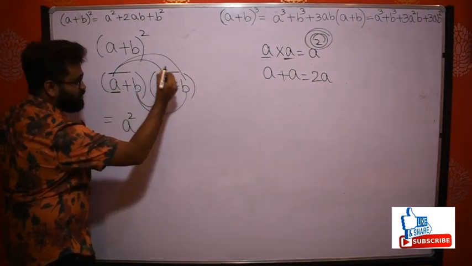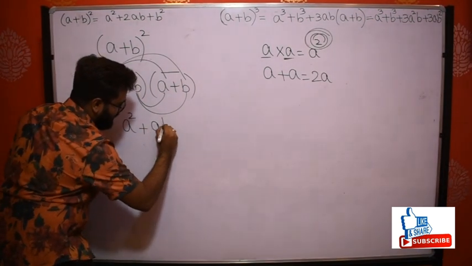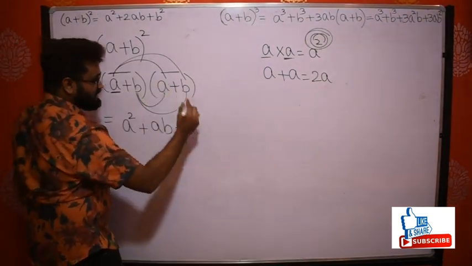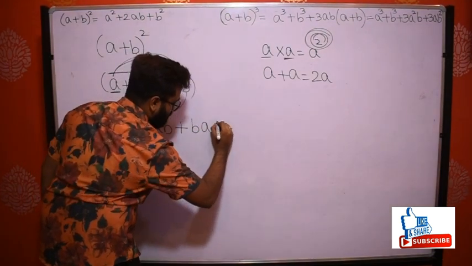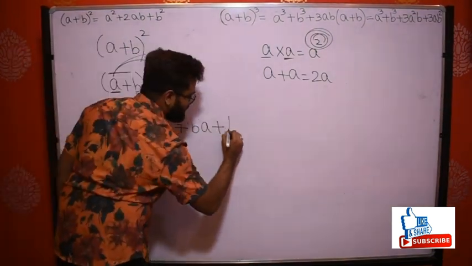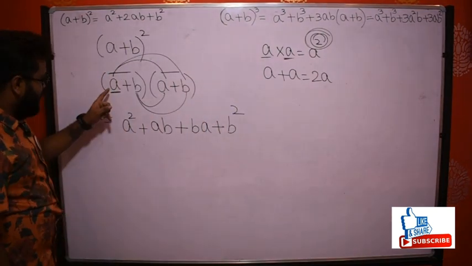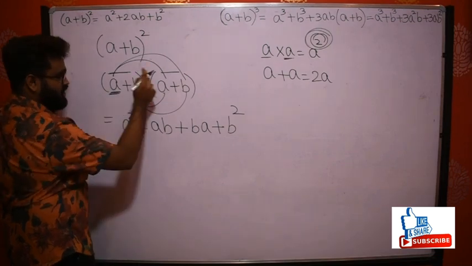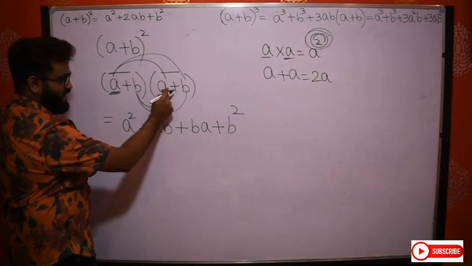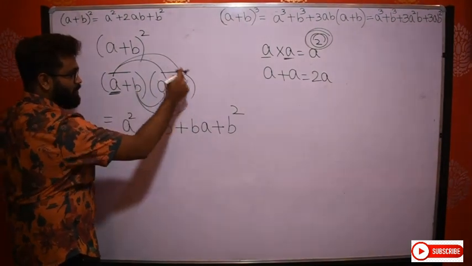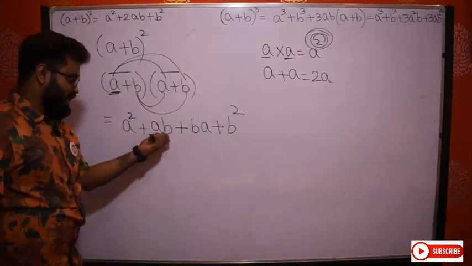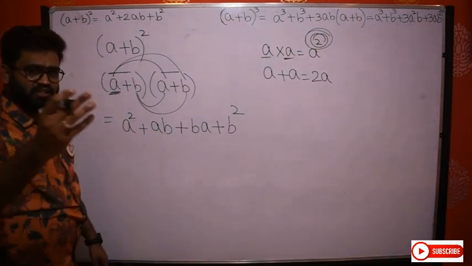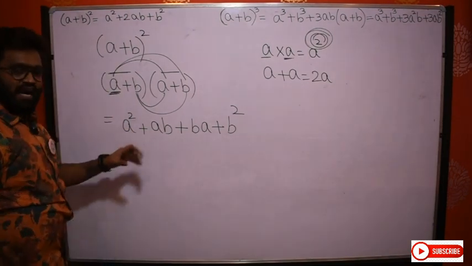Again, a into b is ab. Then plus b into a is ba, plus b into b is b square. So here a into a is a square, a into b is ab, b into a is ba, and b into b is b square. How did I get this product? I will be explaining the basic things in the next video. So we will be solving this identity here.